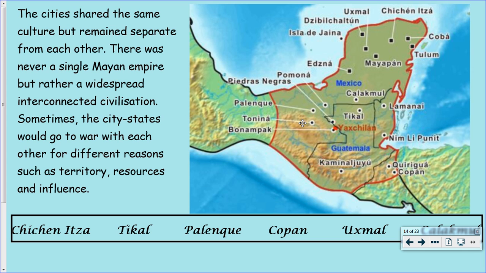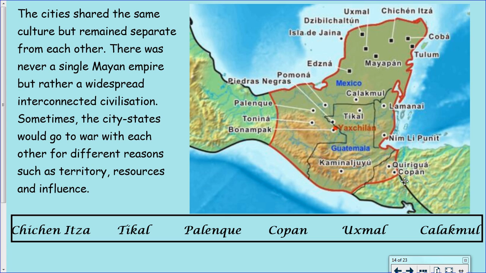So sometimes the city-states would go to war with each other for different reasons, such as territory, resources and influence. Okay, so even though they were one overall civilization, as separate cities and states, they would go to war with each other. And I've just put in this box down here some of the key cities that we will be looking at over the weeks in both reading skills and geography and history.